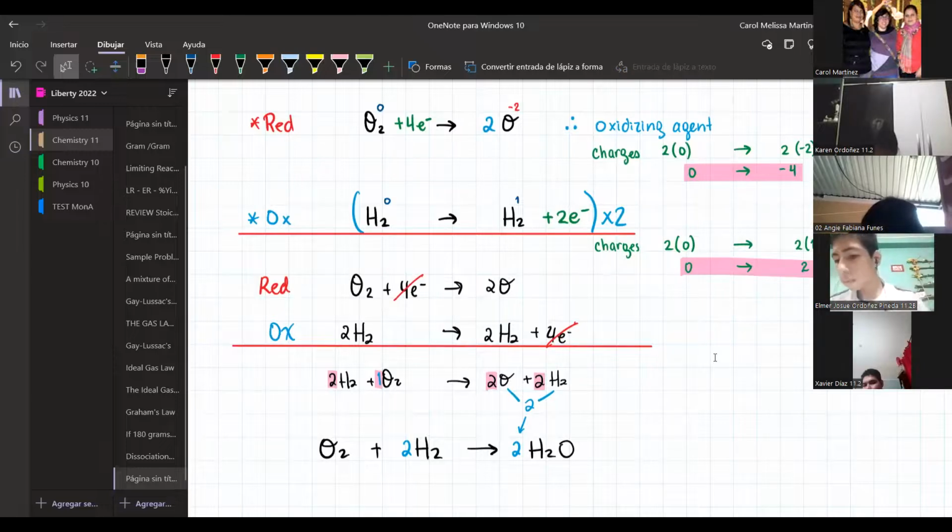And then you just verify if it's balanced. I have 2 times 2, which is 4. And in here I have the same. And then I have 1 over here times 2, which is 2. And over here, I just have 2 as a subscript. And you can see that it is balanced.